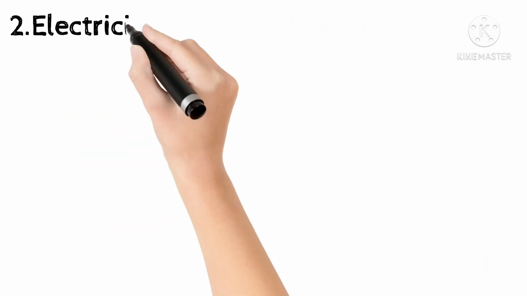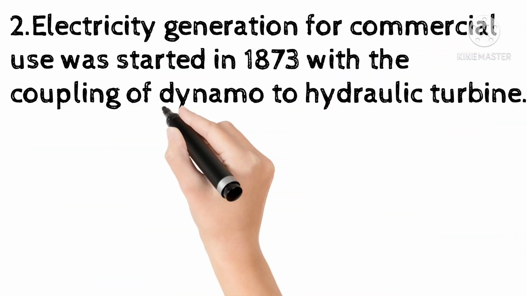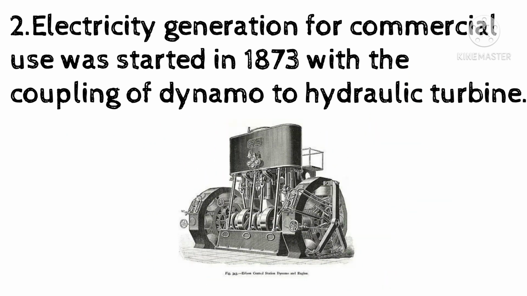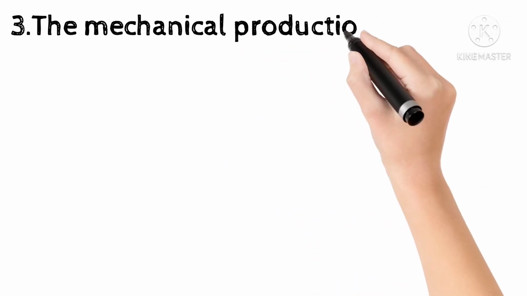Point number 2. Electricity generation for commercial use was started in 1873 with the coupling of a dynamo to a hydraulic turbine. This was a major discovery. In 1873, the dynamo was coupled to a hydraulic turbine. With the help of this new discovery, electricity generation for commercial use was started.